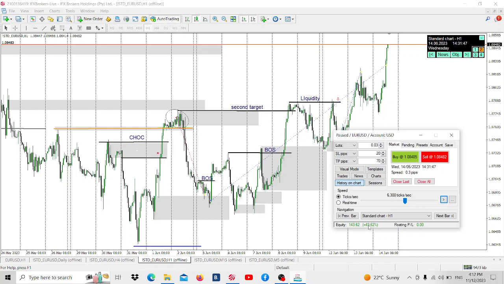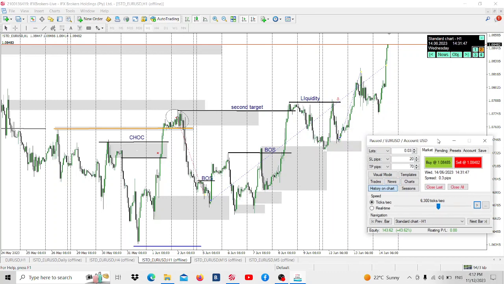Now, if that's not precision trading, I don't know what is, guys. This is how we trade. This is how we prosper in the market, by being selective, by only trading a setup that will mature, that will be fruitful.